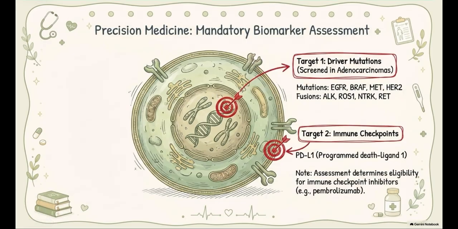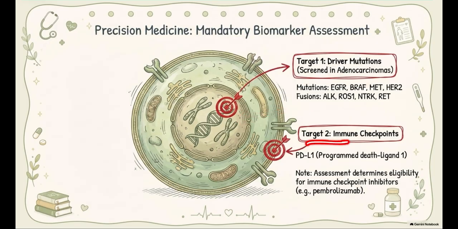Mandatory biomarker assessment is now the standard of care. Target 1 involves screening adenocarcinomas for specific driver mutations. These are flawed genetic instructions. Examples include the EGFR or ALK mutations. These flawed instructions literally force the cancer to grow.